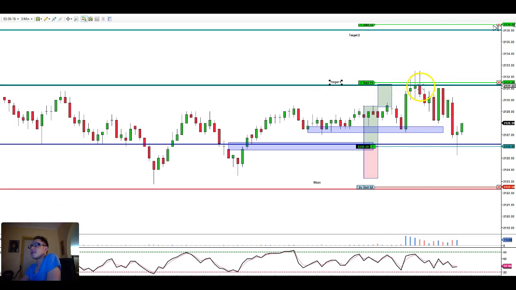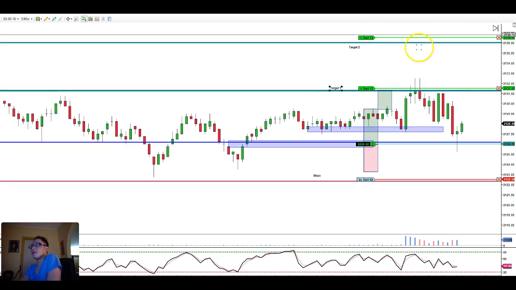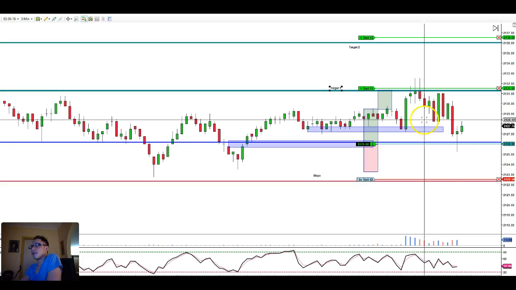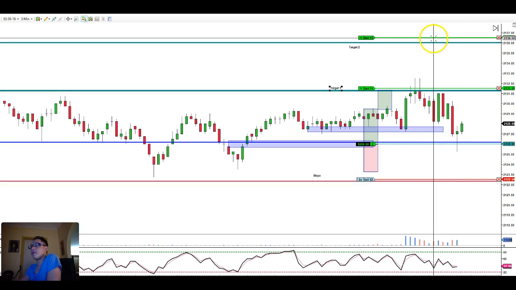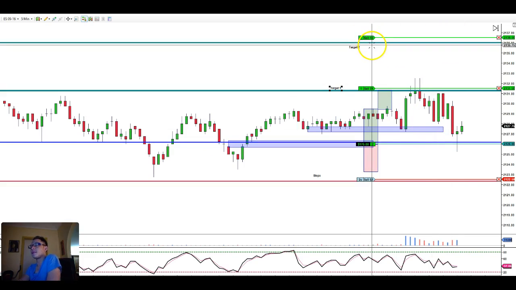So I've moved my first target to there, and the second target I haven't really decided yet, but I'm looking for some continuation up. So I might not even leave it there. I might cancel that target altogether and let this market ride this one up.